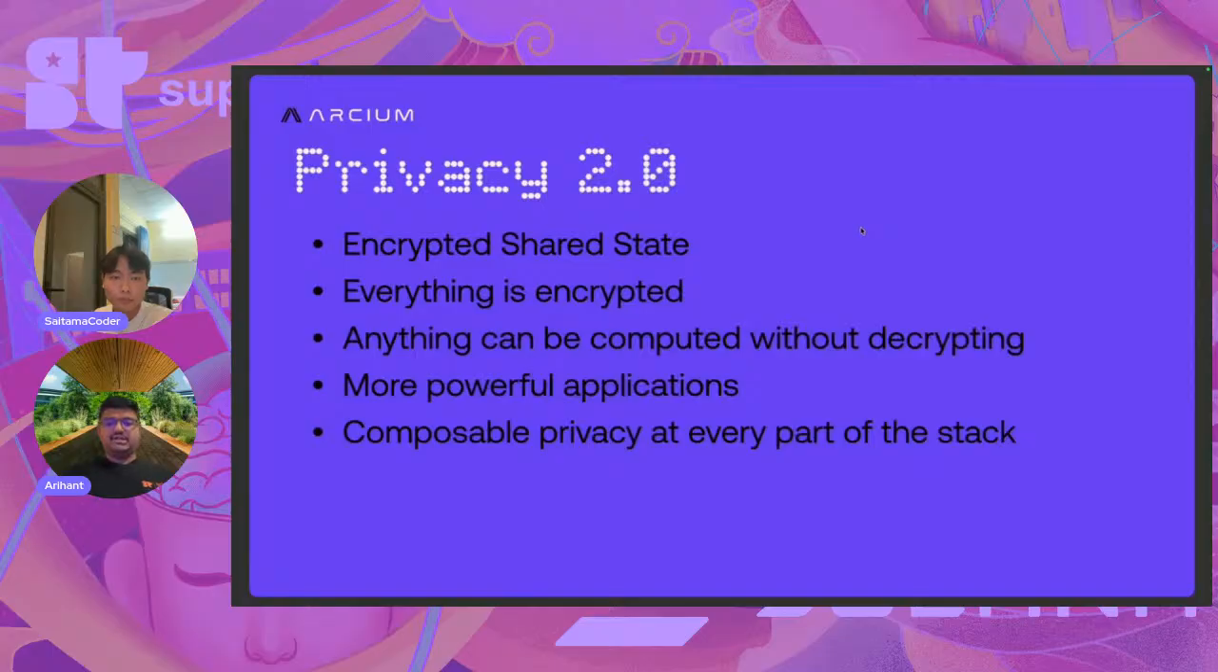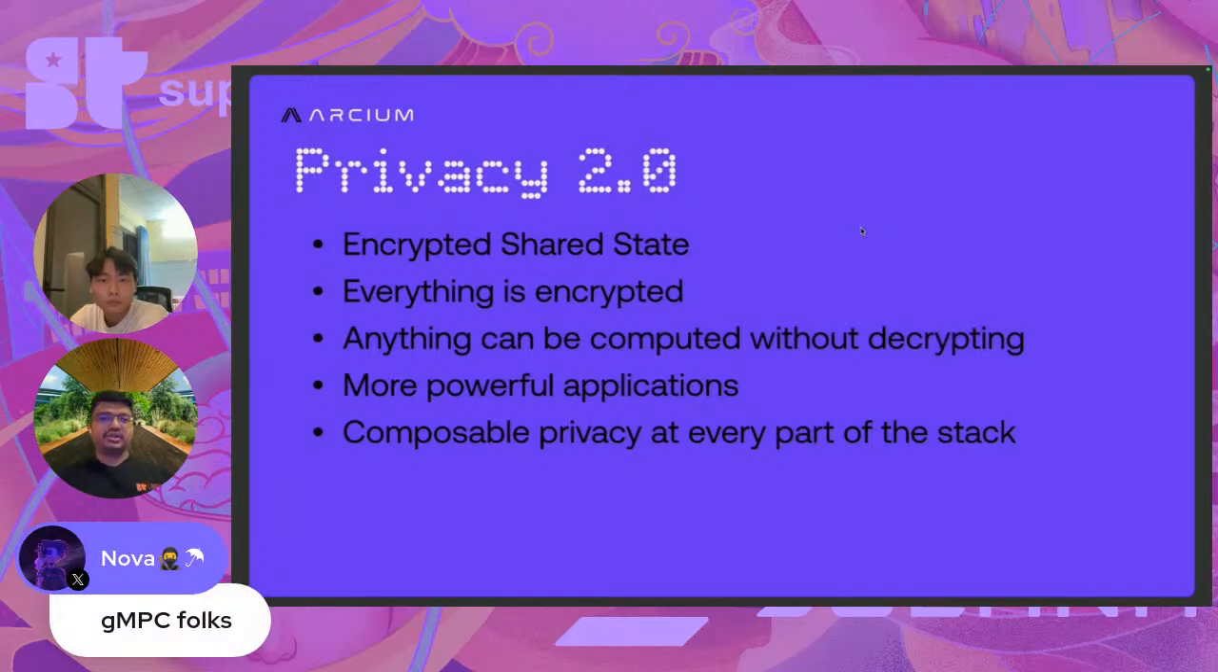Privacy 2.0 is the new generation of privacy which enables this encrypted shared state. Here, everything can be encrypted and still anything can be computed upon that encrypted data without needing to decrypt it.